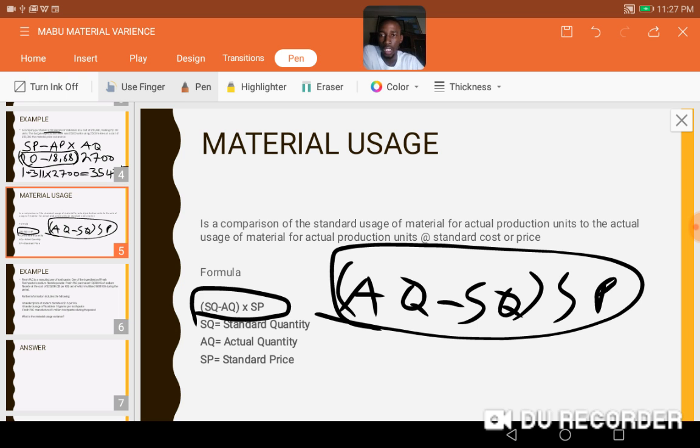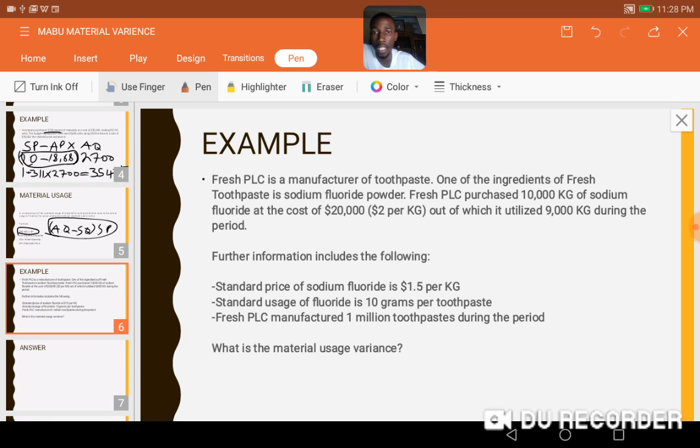Remember, usage, you'll be talking about the quantity used, quantity of something used. The price, we're talking about the price we have incurred in purchasing materials. Materials, of course, in this case. So here we're going to calculate the variance of expected usage of material and the actual usage of material. So we have our example there.